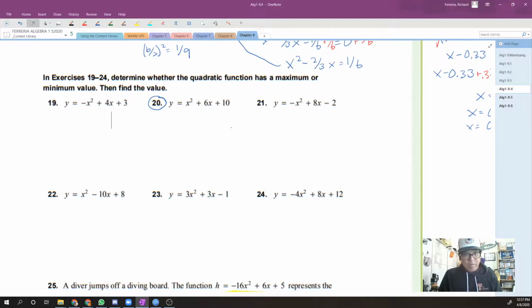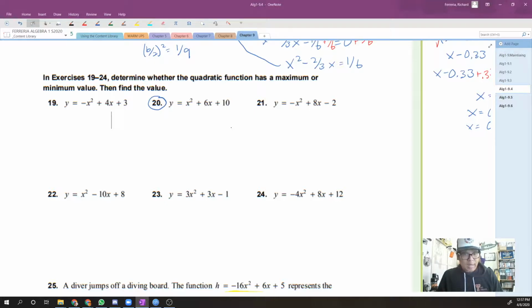And then the second part of this is to find that value. And to do that, we need to find the x-coordinate of the vertex, which is the same thing as the axis of symmetry. And then after we find the x-coordinate of the vertex, we're going to substitute that into the equation to get the y-coordinate of the vertex. The y-coordinate of the vertex is the maximum or minimum value.